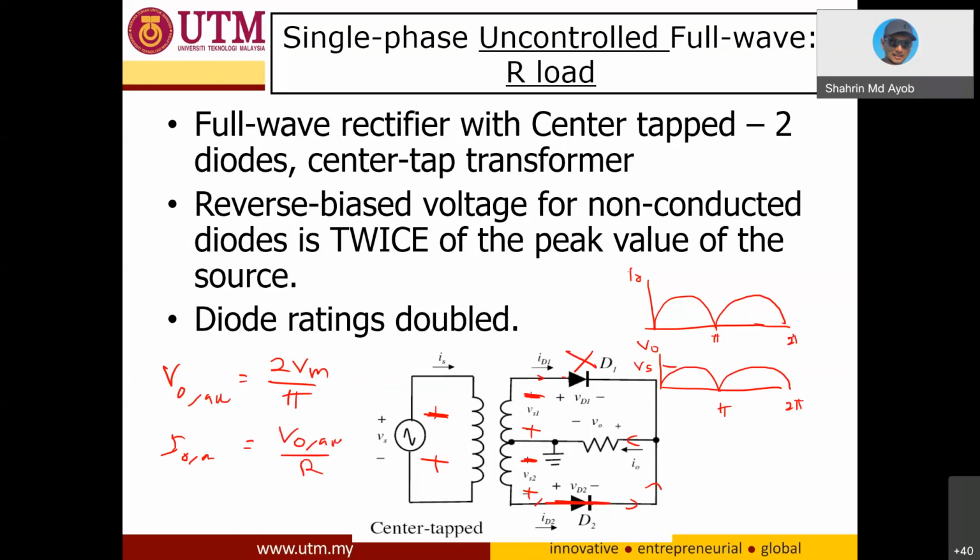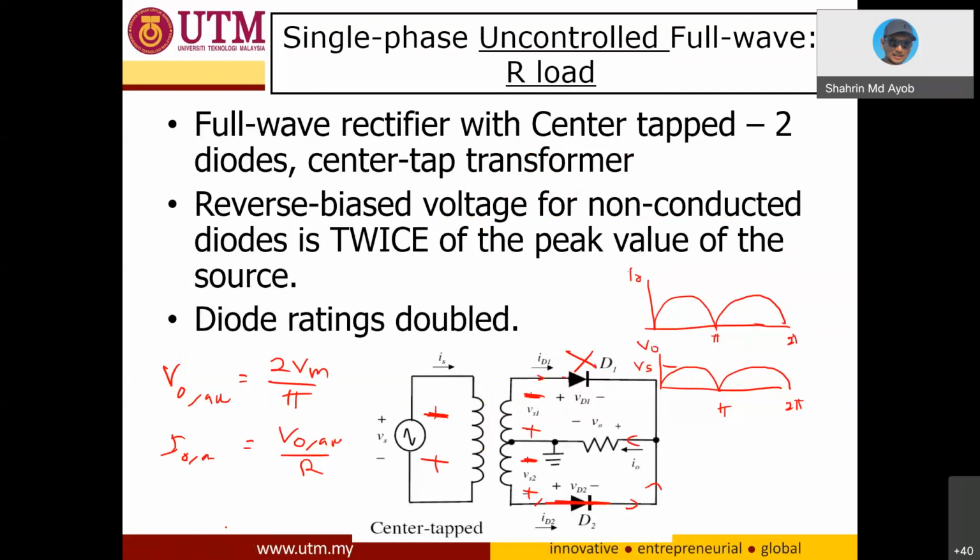Okay, and the operation. So comparing center tap and full wave rectifier, the center tap has one advantage because it has electrical isolation between the load and the source. So meaning that if anything happens at the load, for example, short circuit and so on, we can secure the source from damage. So that is the one advantage.